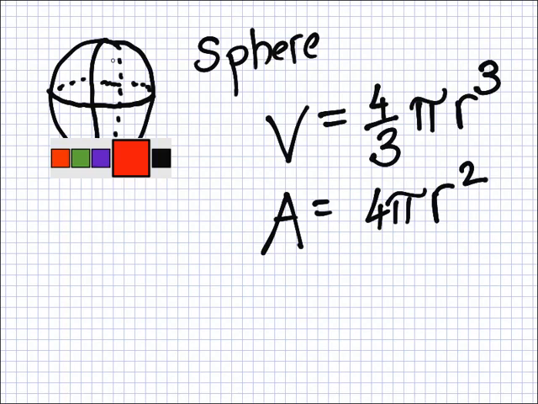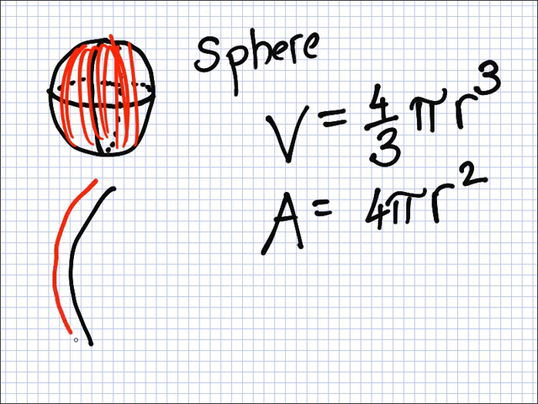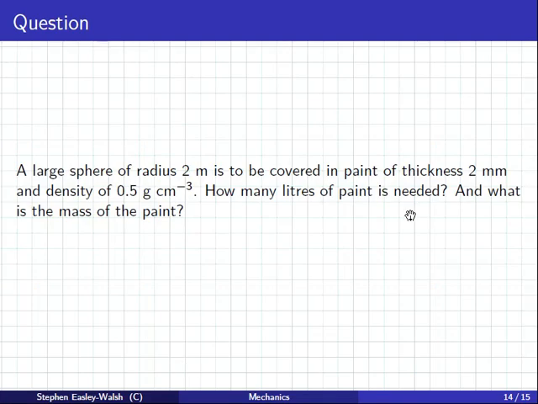So I'm going to paint this now. Put some paint on it. And if I show you here, I need the paint. The thickness, yeah. I want this to be 2 millimeters of paint on the outside. Do you understand? Yeah? My question is, how many liters of paint will I need? And what is the mass of the paint?